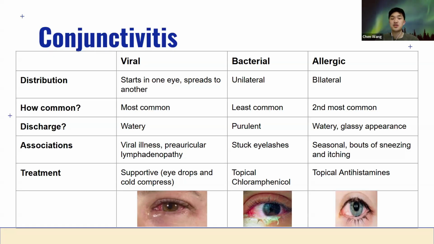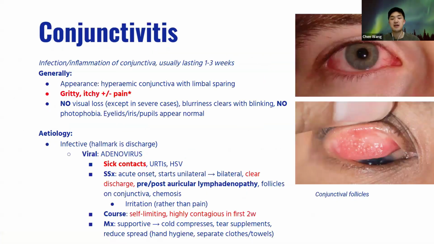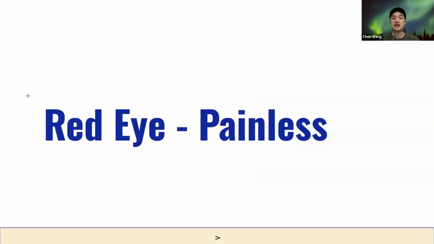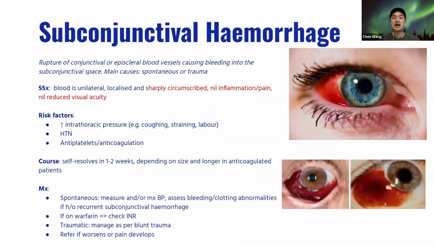The last type of conjunctivitis is allergic conjunctivitis. It is bilateral. The eye is described to have a watery, glassy appearance, and it's usually seasonal. So for allergic conjunctivitis management, we'll be thinking about topical and oral antihistamines. And I just have some more information on each of the three types in the slides, so feel free to have a look in your own time as well. So we'll be moving on to painless red eyes now.